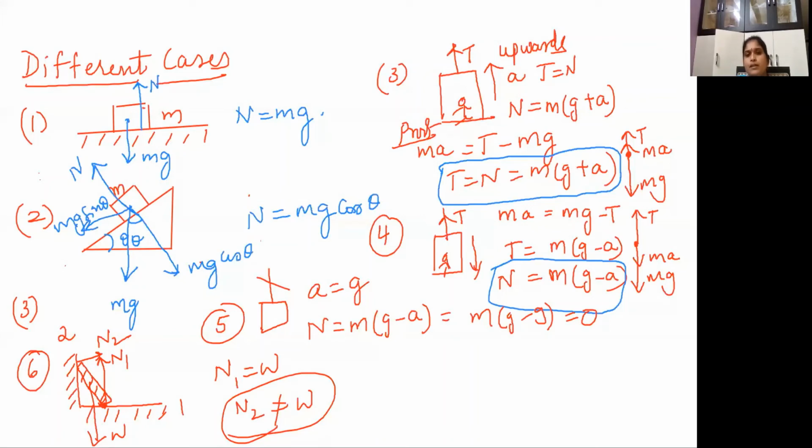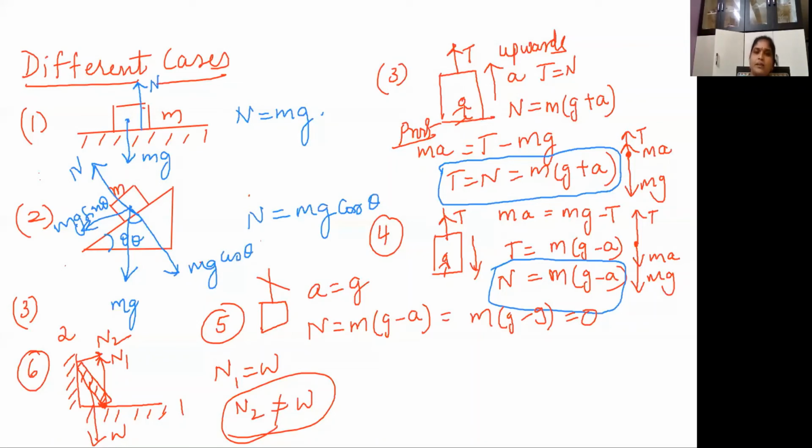So that means normal reaction can be weight, can be a component of weight, can be greater than weight, can be less than weight, need not exist, or need not even depend on the weight or weight component. So these are the different cases of finding the normal reaction. So why are we concentrating on this? Because the frictional force depends on the normal reaction and it is very important to know about it. So this is about the different cases of friction and the normal reaction.